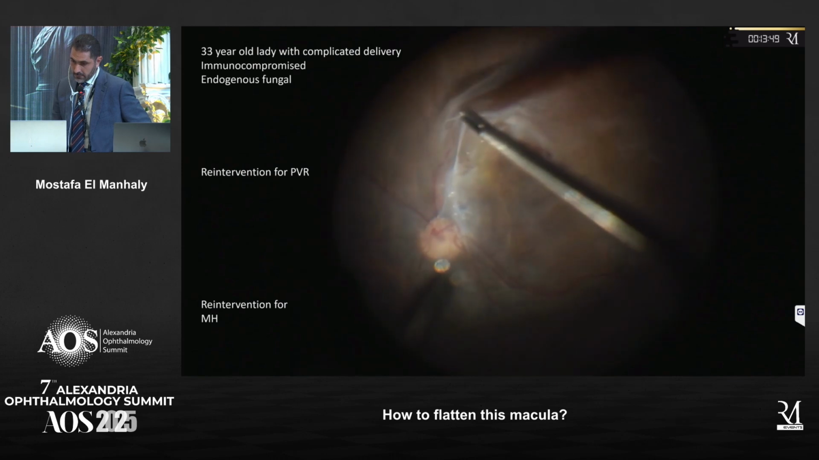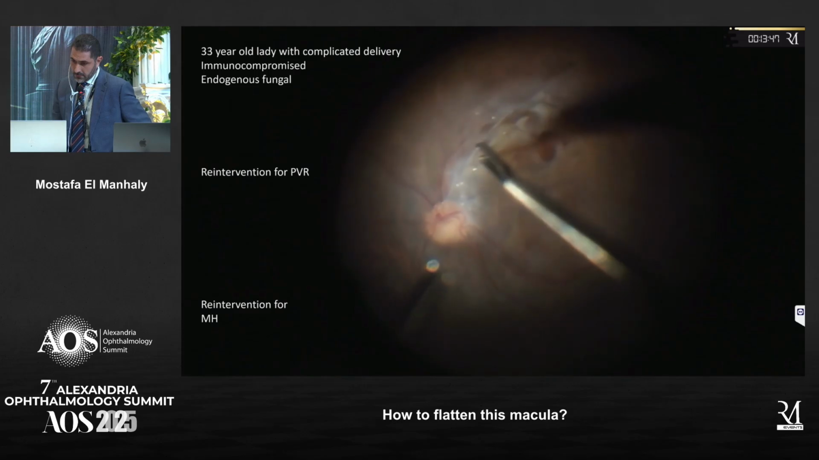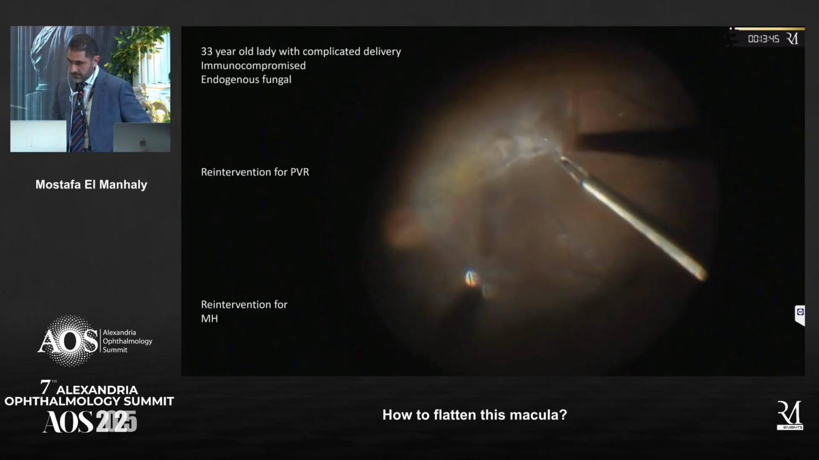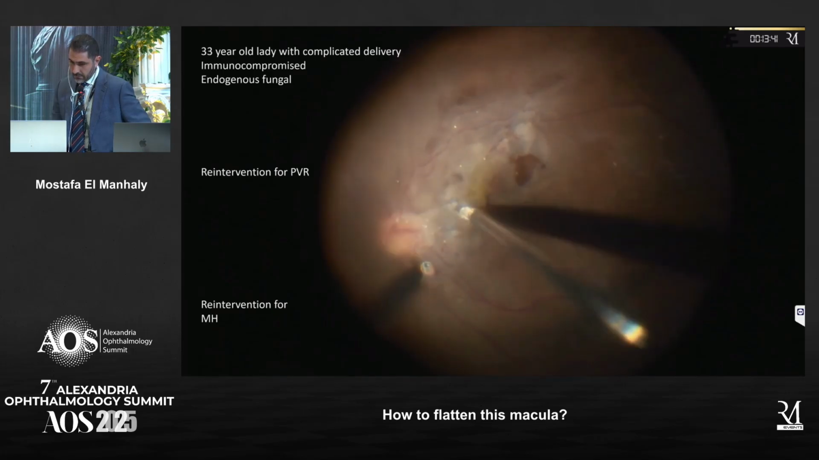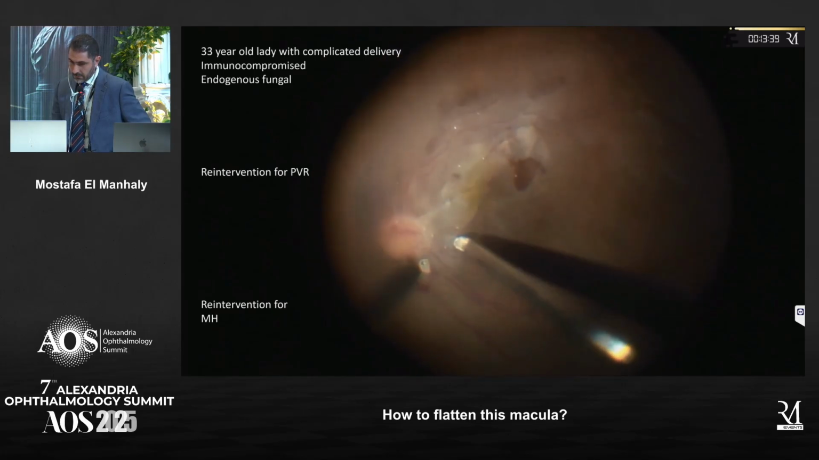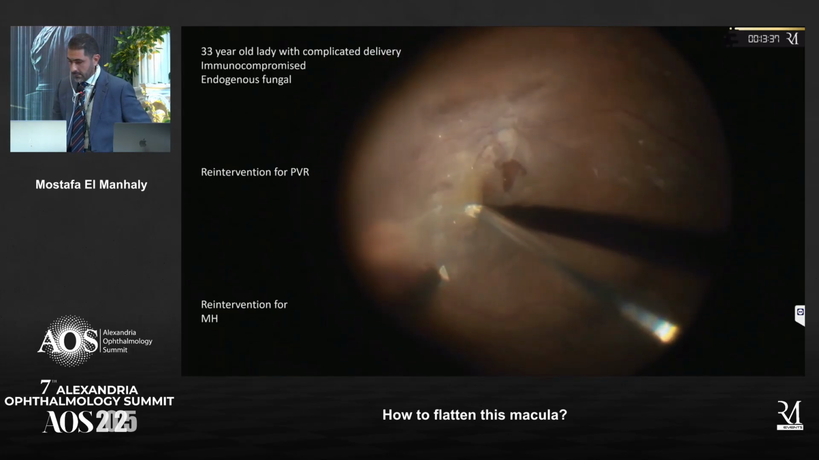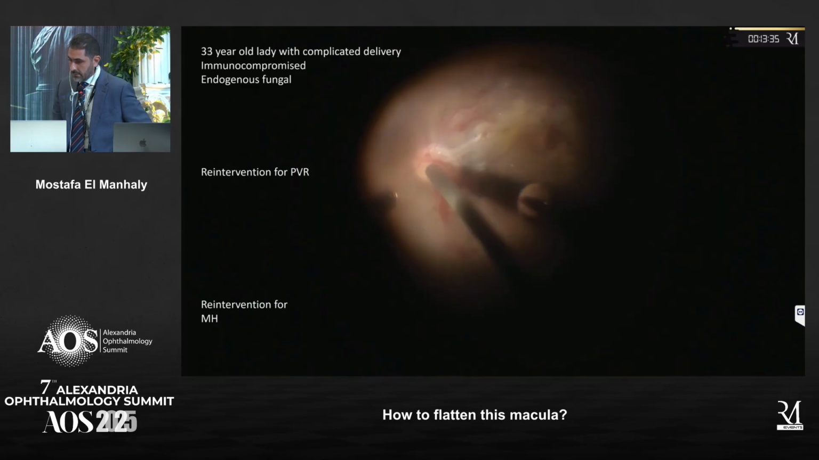I tried to stain. There were no remnants of ILM. I tried to stretch the retina to refashion the retina. There was a little bit of tissue that was there. And now the point is, I don't like to do laser for such a very posterior break that was close to the fovea.